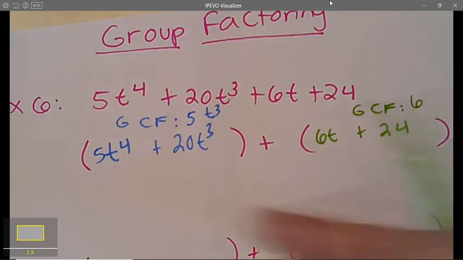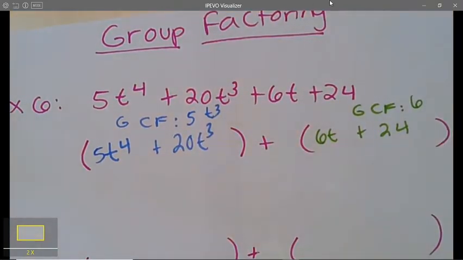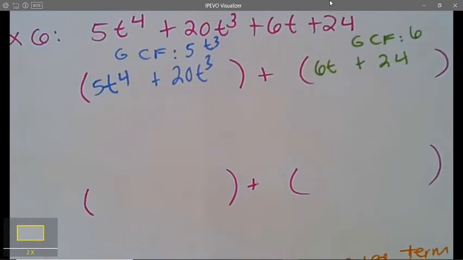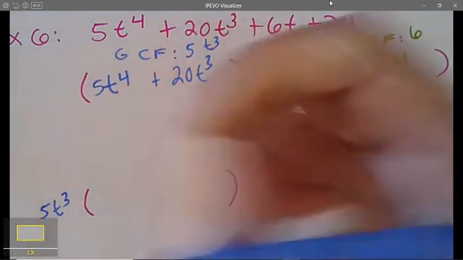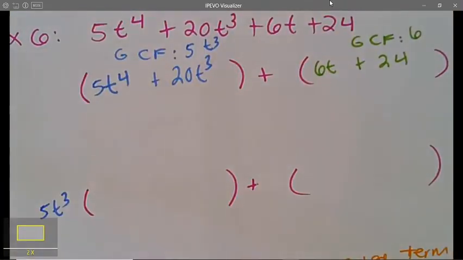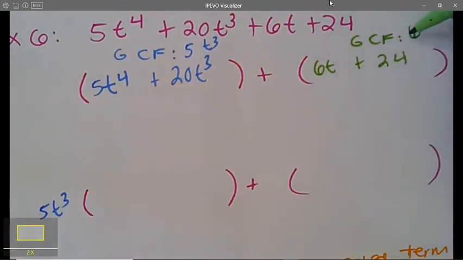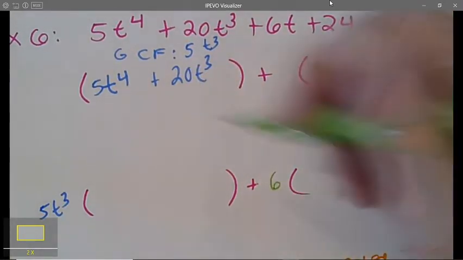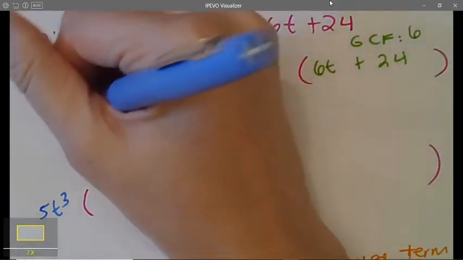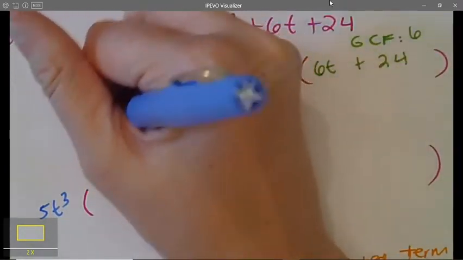And then from here, we're going to factor out the GCF. So remember, when we factor out the GCF, I'm going to write my GCFs in the very front of my parentheses. So I'm going to write 5t to the 3rd in front of that parenthesis, and 6 in front of my second parenthesis. And then you take the GCF, remember you divide every single term by your GCF.